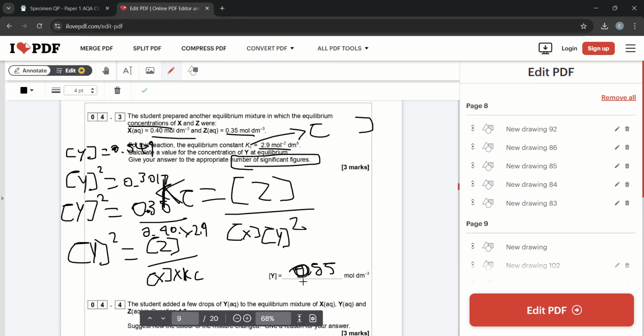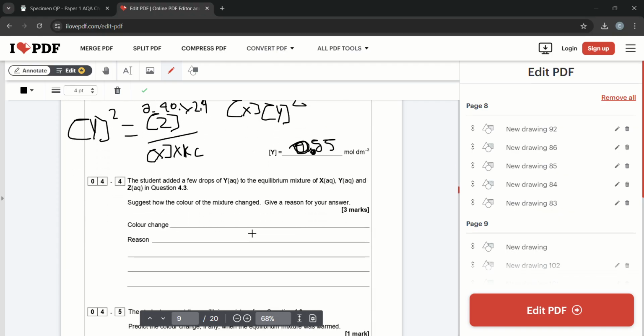And then 4.4: the student added a few drops of Y to the equilibrium mixture of X aqueous, Y aqueous, and Z aqueous. In question 4.3, suggest how the colour of the mixture changed, give a reason for your answer. So these type of questions, where it's like, does the colour change? Well, it's saying, suggest how the colour changed, give a reason for your answer. You have to think really in detail.